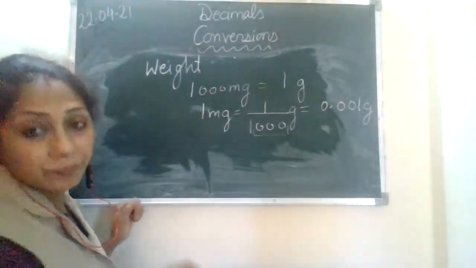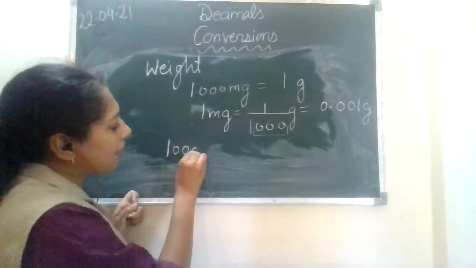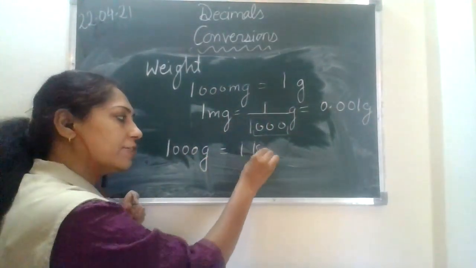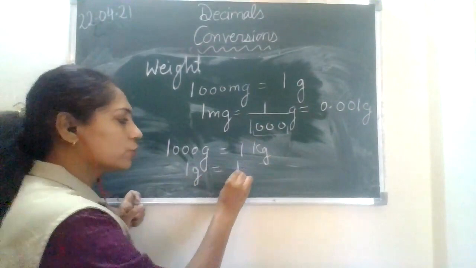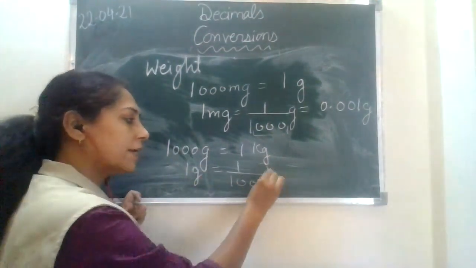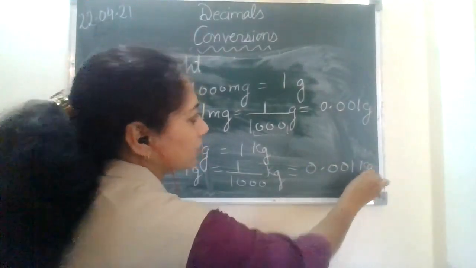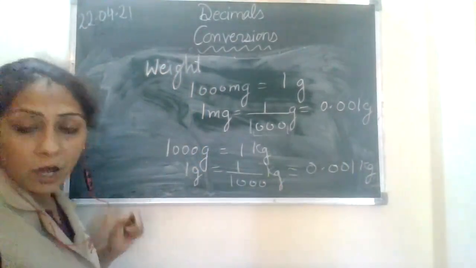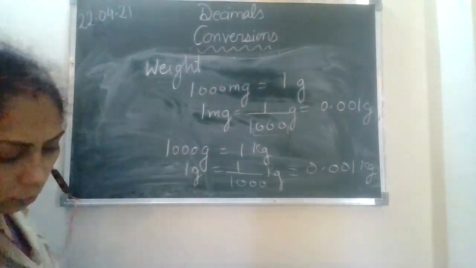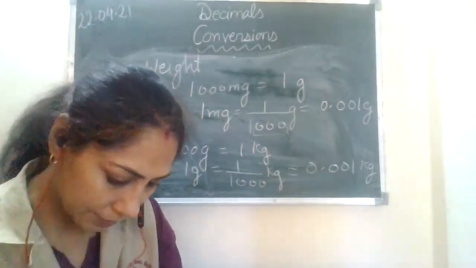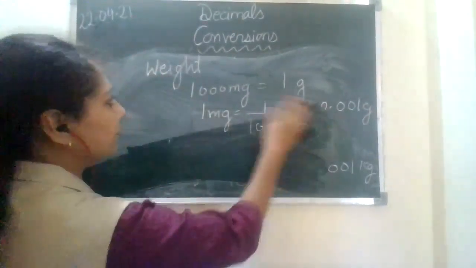Now again, this is a picture of 1000 milligram equals 1 gram. Now 1000 gram is equal to 1 kg. 1 gram equals 1 upon 1000 kg, and accordingly you can place the decimal. Note it down. Now we'll do the question for it. Here we go with the question.